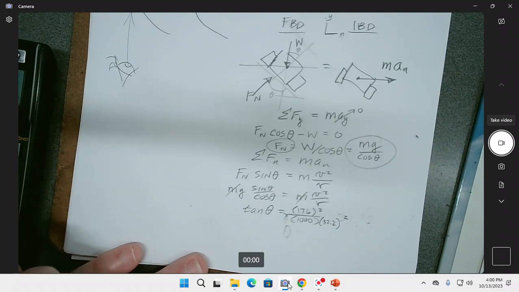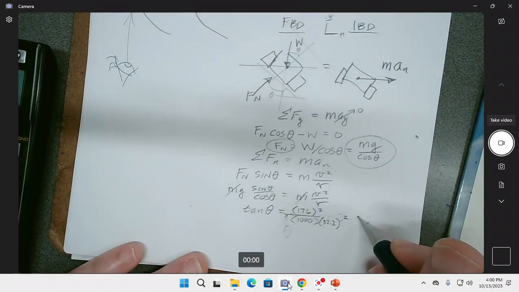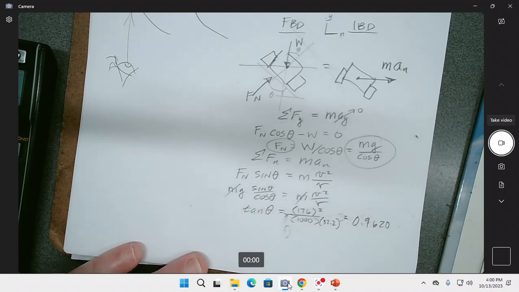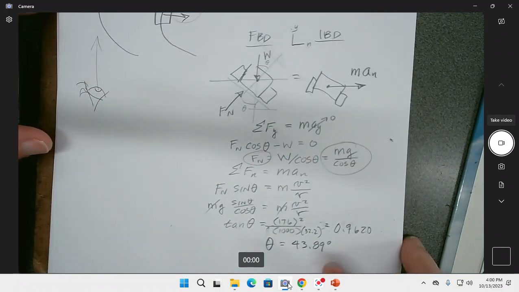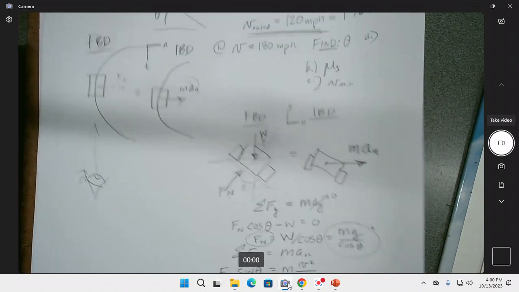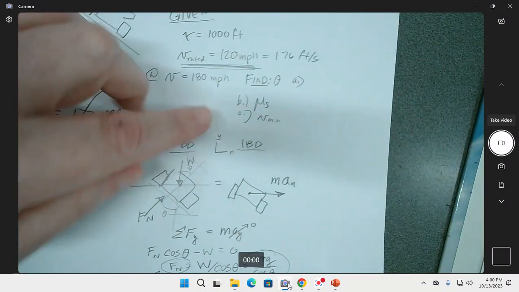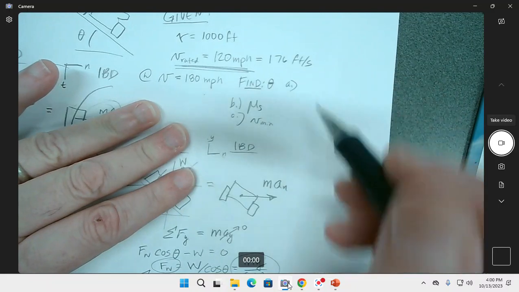176 squared, 1,000, 32.2. Alright, so that's going to be 0.962. You take the inverse tangent. Alright, so there's an angle that makes sense, or maybe a little bit. 43.89 degrees. That's the angle so that you don't need any amount of lateral force. But now so that's like the answer to the first part right here.